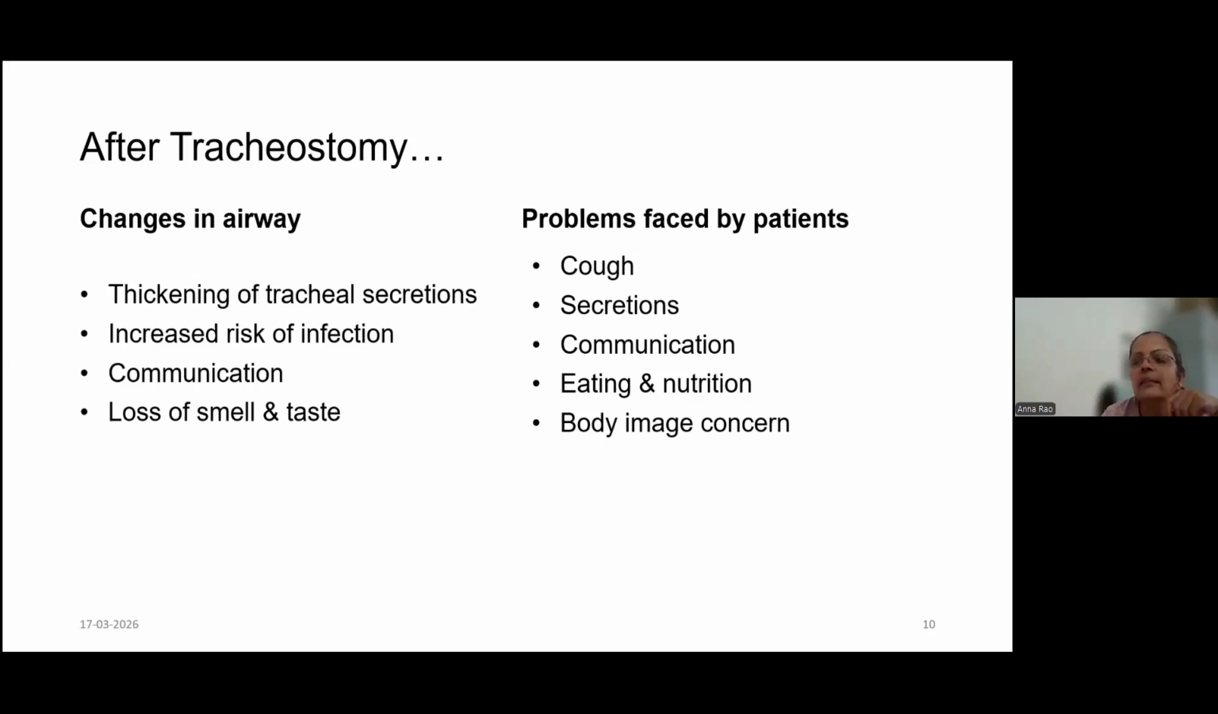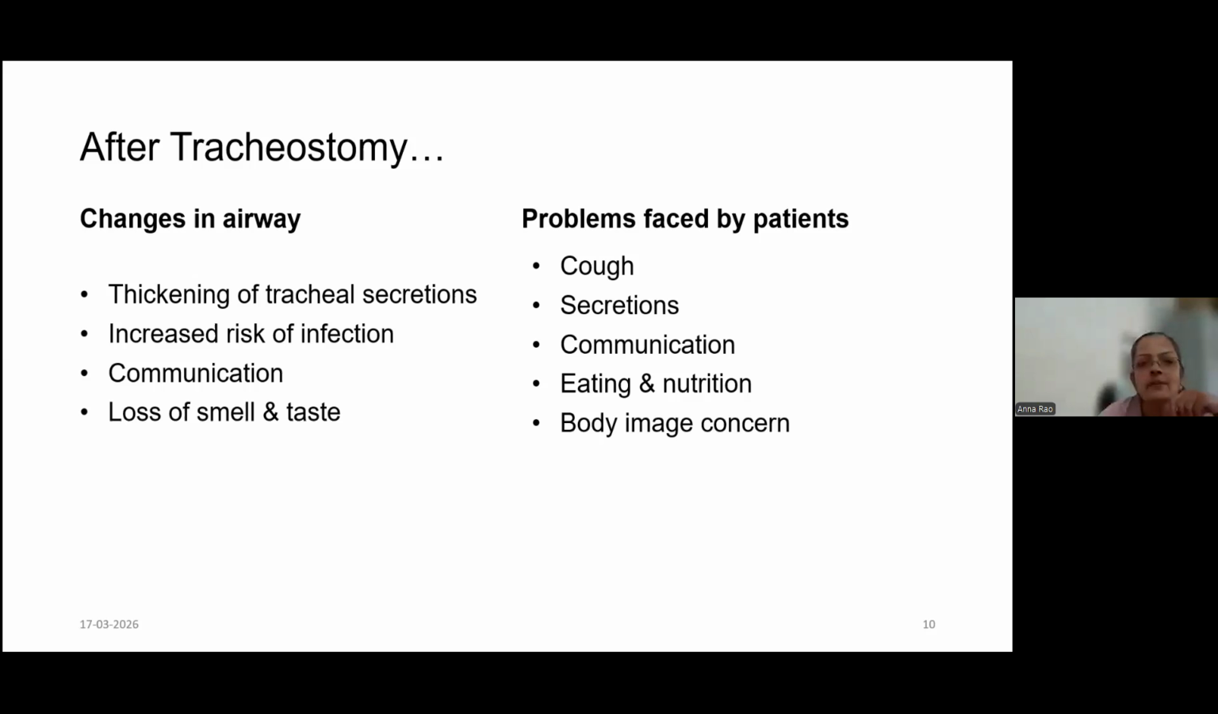And we can talk with the patient also and prepare him psychologically, what is expected out of that procedure, what he will be feeling like. If we tell everything in advance, then he will be at ease and we can get good cooperation from both the persons, the patient as well as the caretaker.